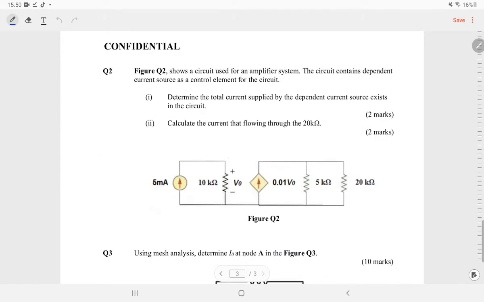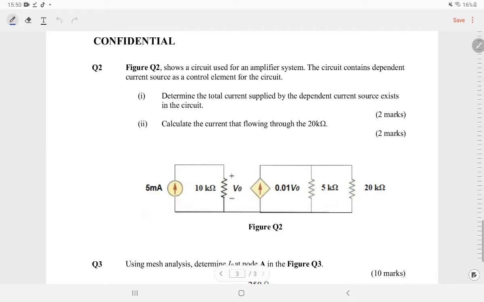So, okay. Question number 2. Question number 2. Shown is a circuit used for an amplifier system. So the circuit contains a dependent current source as a control element for the circuit. Right. So determine the total current supplied by the dependent current source that exists in the circuit. So this is your dependent current source. Okay, we need to find the total current supplied by this dependent current source. So if you look here, the dependent current source is 0.01 V naught, where V naught is actually the voltage drop across the 10 kilo ohm over here.